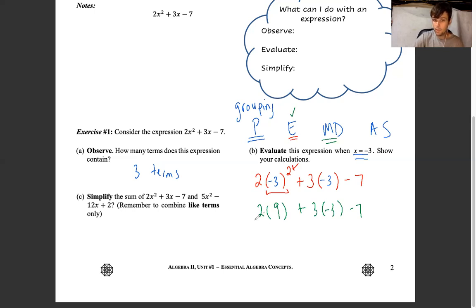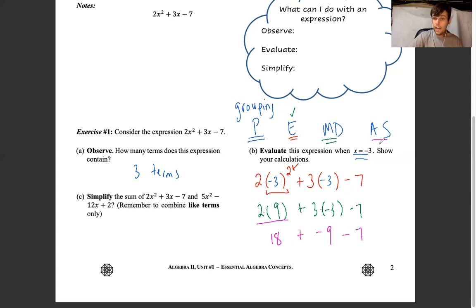Here we have some multiplication. And here we also have some multiplication. We can actually do both of these at the same time. You got to be careful with this, but oftentimes you can do more than one thing in a single step, but do be careful with that. 2 times 9 is 18. 3 times negative 3 is negative 9 minus 7.